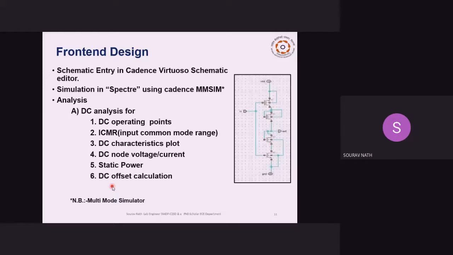Under DC analysis, we will be doing the DC operating points check, determining the transistor region where the transistor falls with biasing. ICMR, input common mode range test, and DC characteristics plot. If any DC characteristic plot is required, then we go for DC analysis. DC node voltage and current determination we can do using DC analysis. Static power calculation we can do using DC analysis. DC offset calculation we can also do with DC analysis. With this, DC analysis is over.